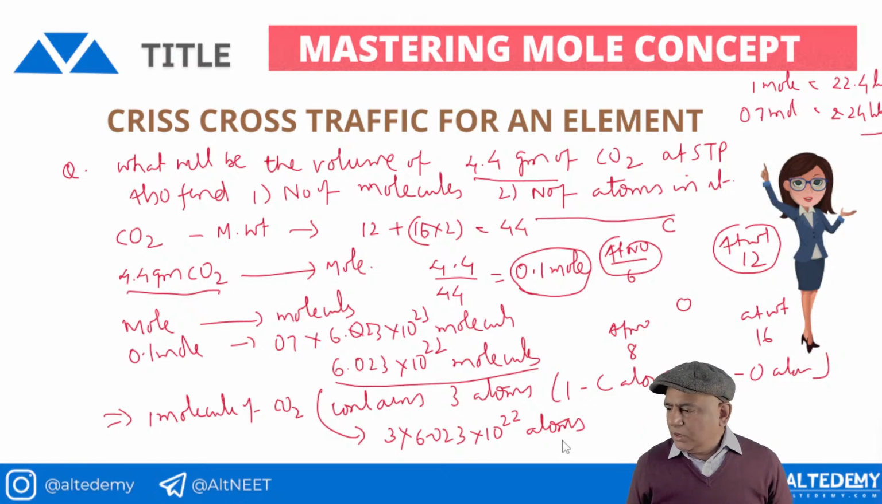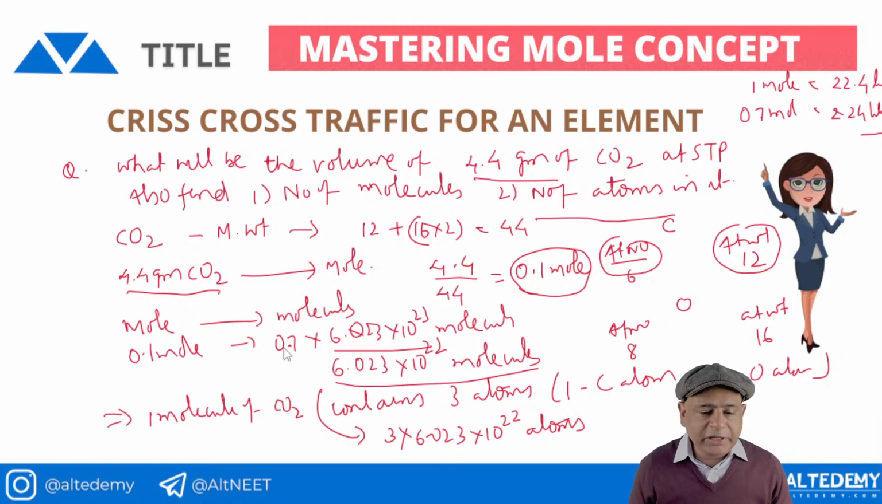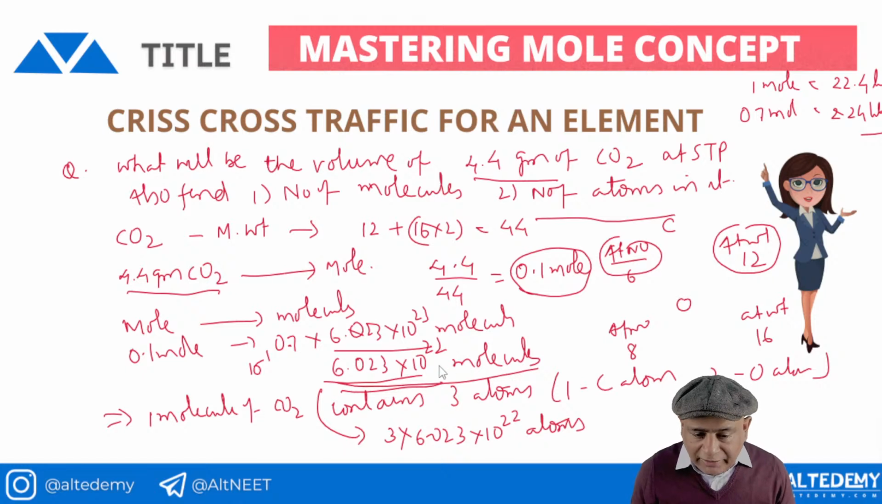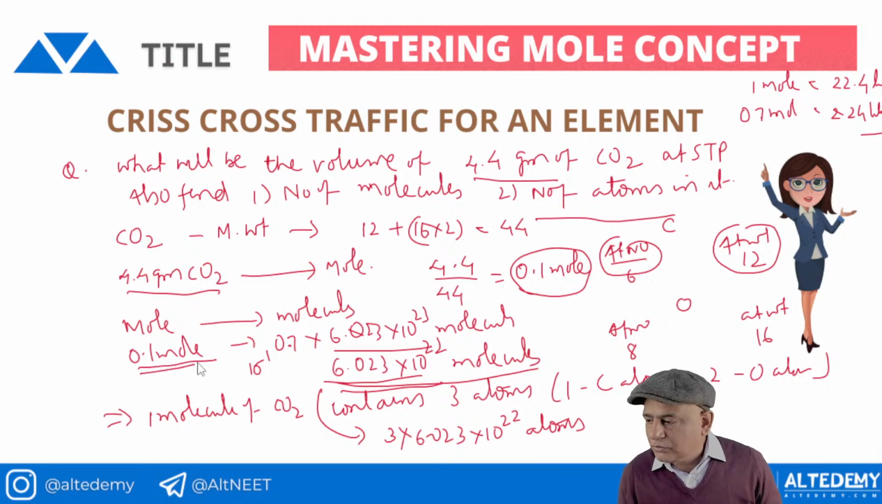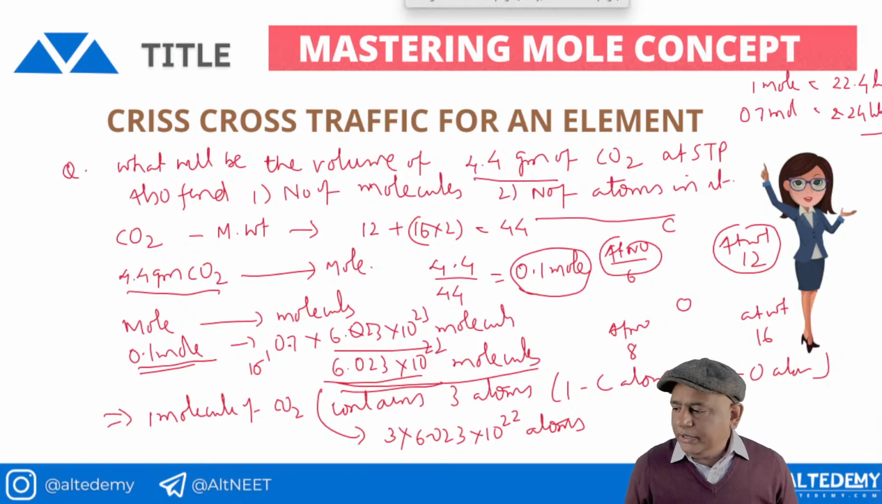But look here, 6.023 into 10 to the power 23 is being multiplied by 0.1. If it is being multiplied by 0.1, then the power will be reduced. 0.1 means 10 to the power minus 1, so it is 10 to the power 22. Here I had written 6.023 only. So we have got 6.023 into 10 to the power 22 molecules, because we had to calculate the number of molecules in 0.1 mole, not in 1 mole. Are you getting my point? So it will be 6.023 into 10 to the power 22 molecules, not 23. Okay?